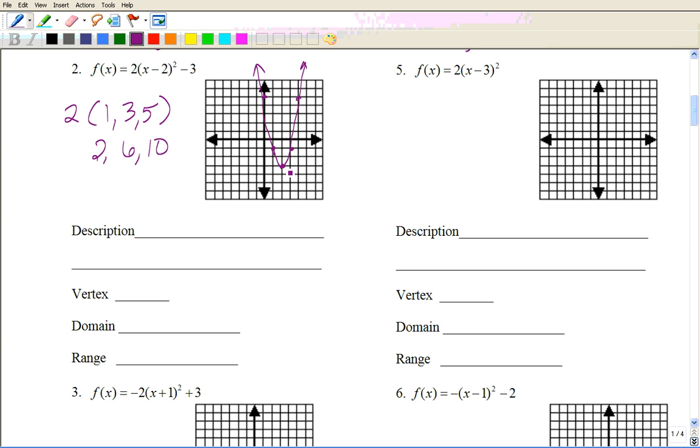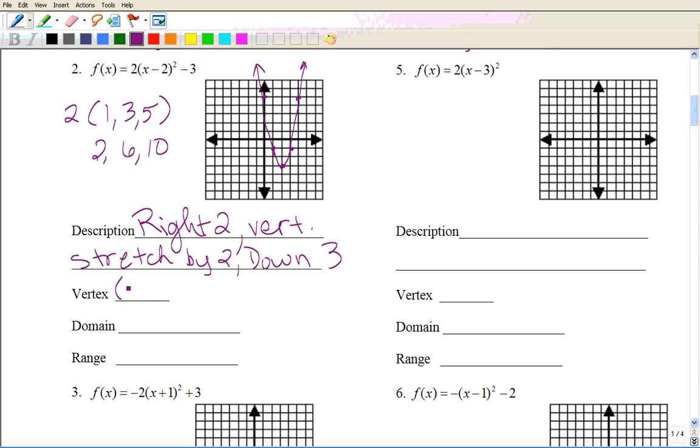Okay. So my description will be this minus 2 says we go to the right 2. The 2 in the front tells me that we did a vertical stretch this time. Excuse me, it was a stretch because 2 is greater than 1. And we say by a factor of 2, and then it also went down 3. The vertex is at 2, -3. The domain is all real numbers. And the range is y is greater than or equal to -3.